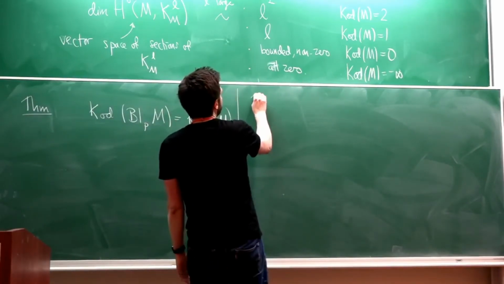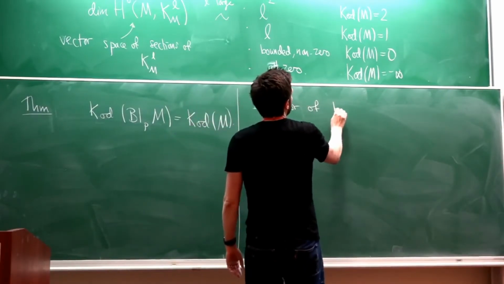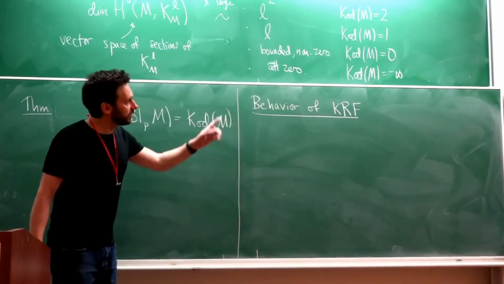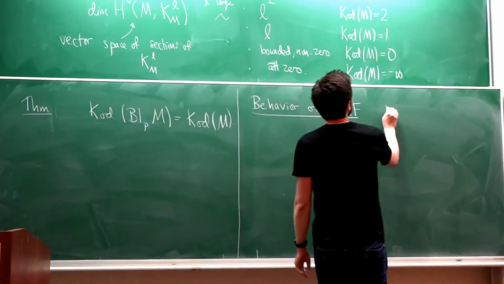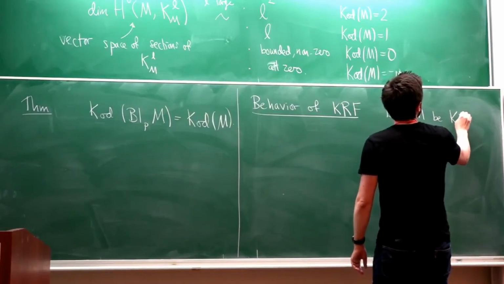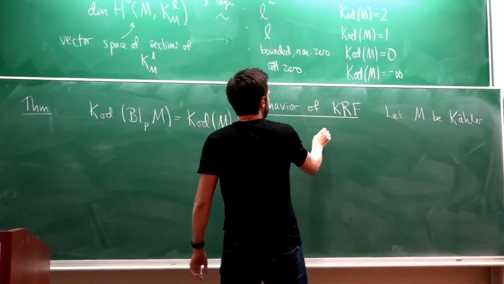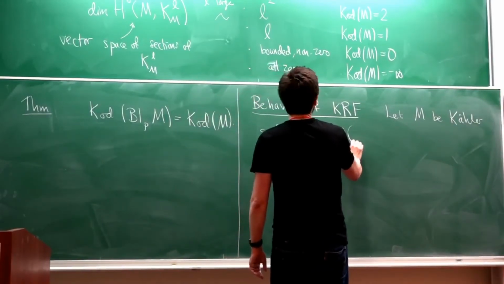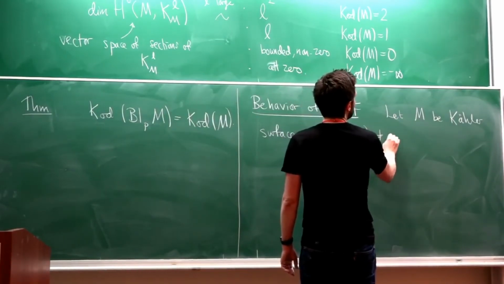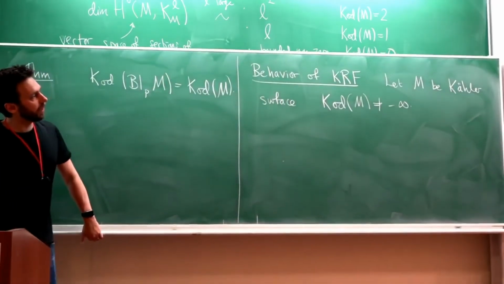So let's go back to the behavior. I want to now talk about the behavior of the Kähler-Ricci flow, and I want to exclude this last case. So now let M be a Kähler surface, and let's exclude the case where you have no sections of K_M, so the Kodaira dimension of M is not equal to minus infinity. And now I want to say what happens to the flow.